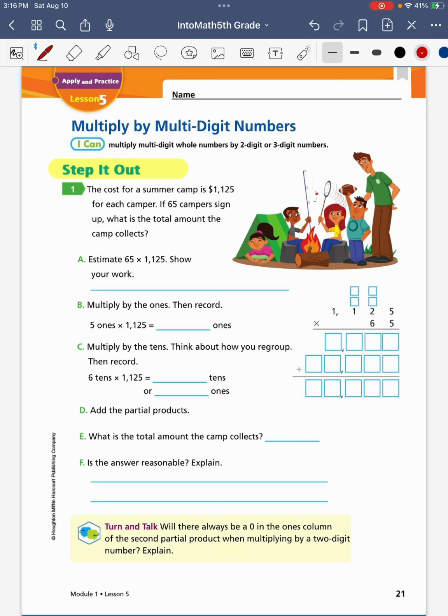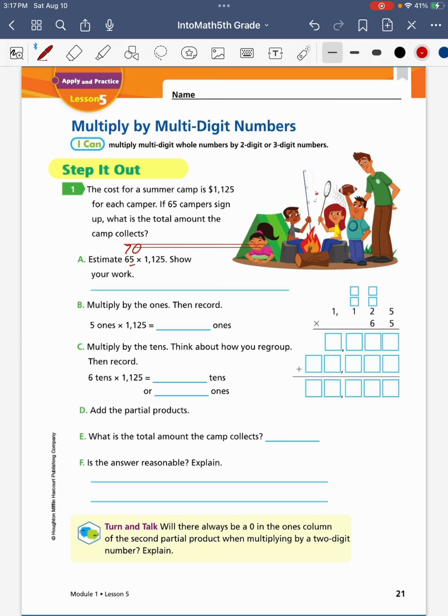To start off, we are going to estimate 65 times 1,125, and we're going to show our work. For this estimation, I'm going to round 65 to the nearest 10. Looking at my ones place, that 5 is 5 or greater, which means I round up to 70 for my estimation.